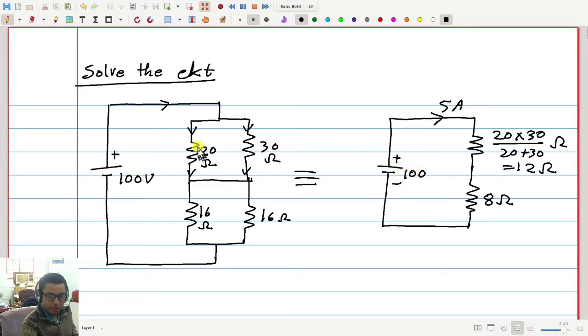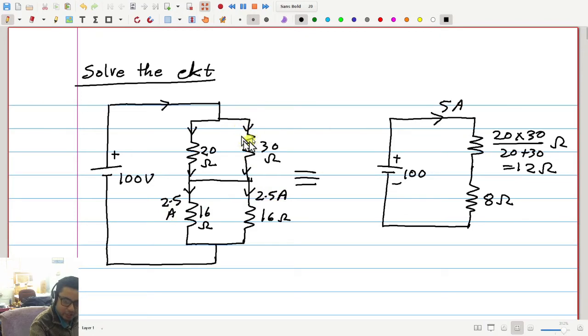But we also have to find out these currents individually. That will be 2 ampere in 20 ohm, 3 ampere in 30 ohm, 2.5 ampere in 16, and 2.5 ampere in 16. So it will be like this. This 5 ampere current will get equally distributed between these two equal resistances. So this current will be half of 5, that means 2.5 ampere. This will be 2.5 ampere.